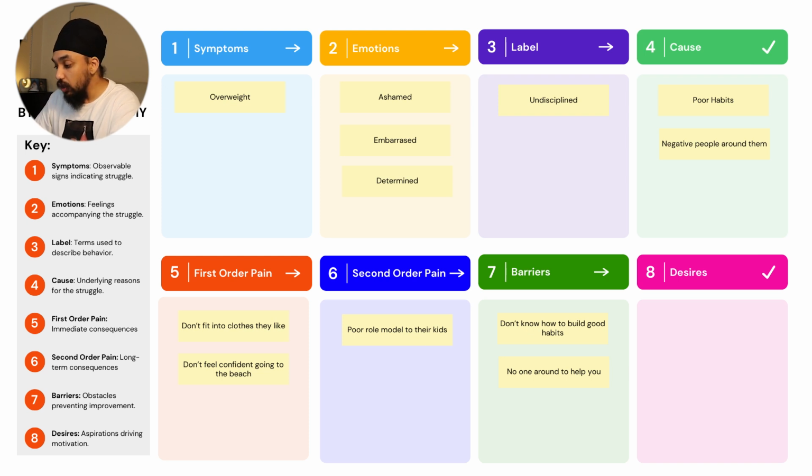So you've got all these different things. I just realized I haven't said role model to kids. Okay, and this would actually be: they're a poor role model to their kids.